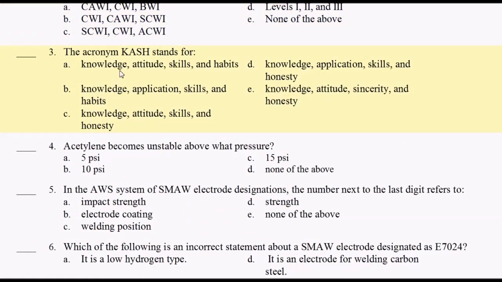It says the acronym CASH stands for what? A. Knowledge, Attitude, Skills, and Habits. B. Knowledge, Application, Skills, and Habits. C. Knowledge, Attitude, Skills, and Honesty. D. Knowledge, Application, Skills, and Honesty. E. Knowledge, Attitude, Sincerity, and Honesty.